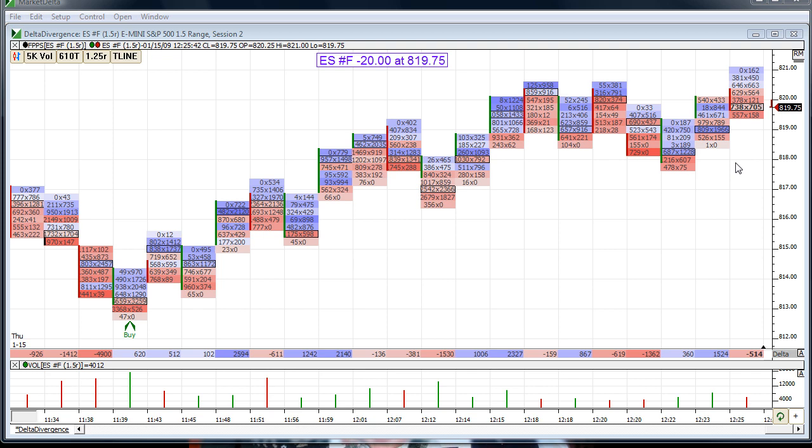Make no mistake, once you see and understand the pure transparency and manner in which the footprint chart conveys price and volume data, you will be a believer and wonder how you managed to do without it all this time.